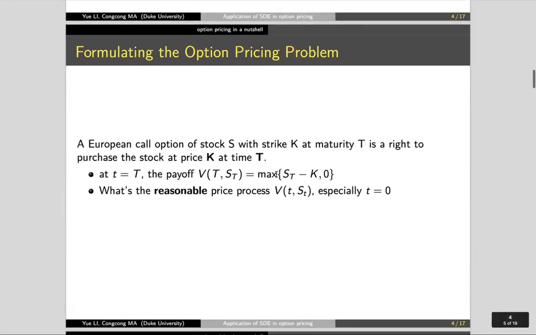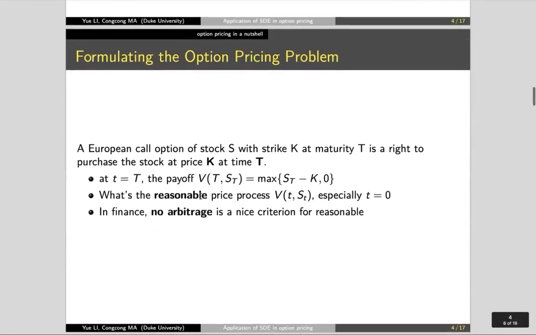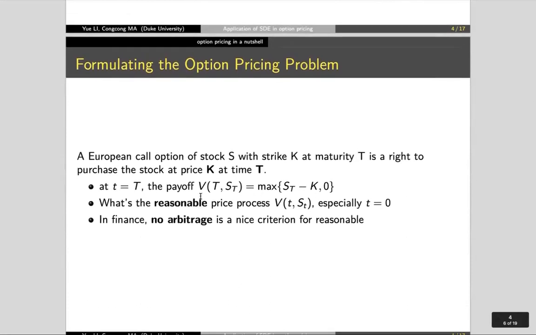With this terminal payoff defined, the problem of option pricing really becomes determining a reasonable price process V_t(S_t) for t smaller than capital T. Especially, we want to know the option price for t equals 0, in other words, the current price. And the next natural problem is, what is the definition for reasonable? Well, in finance, a nice criterion for reasonable is no arbitrage.